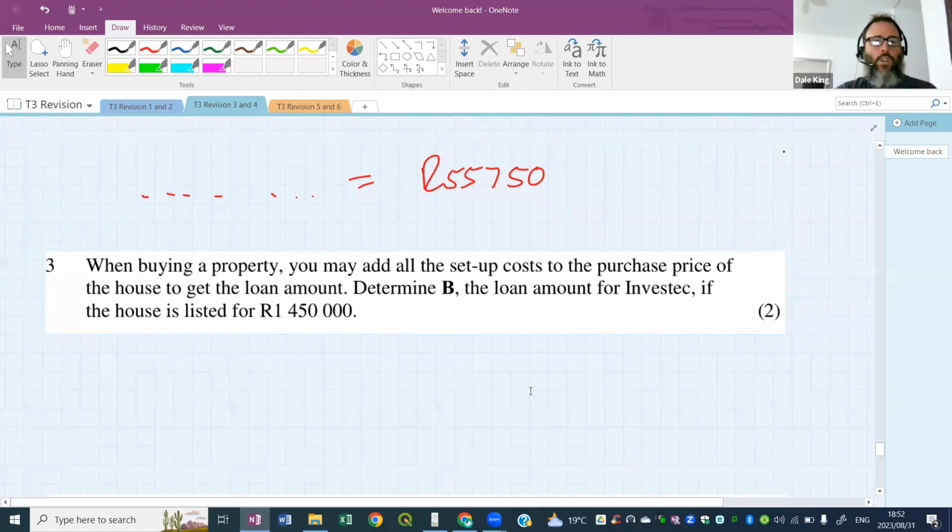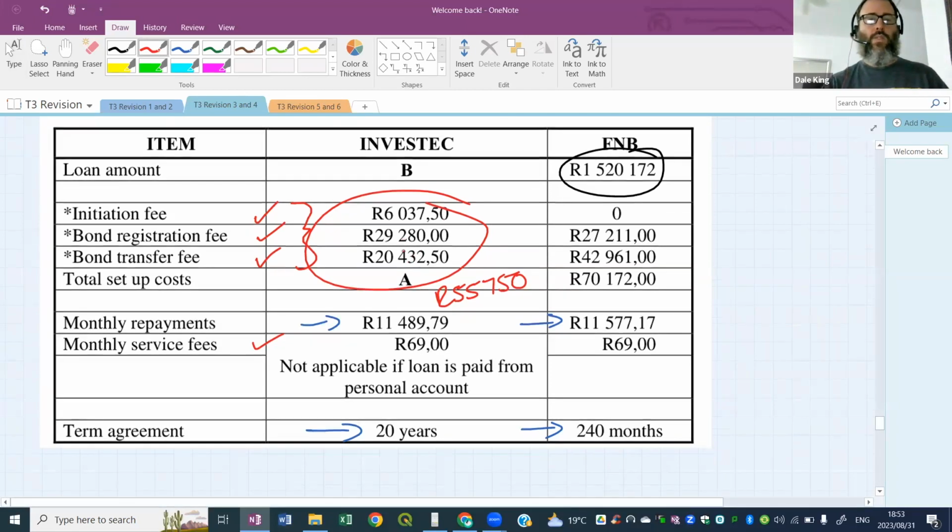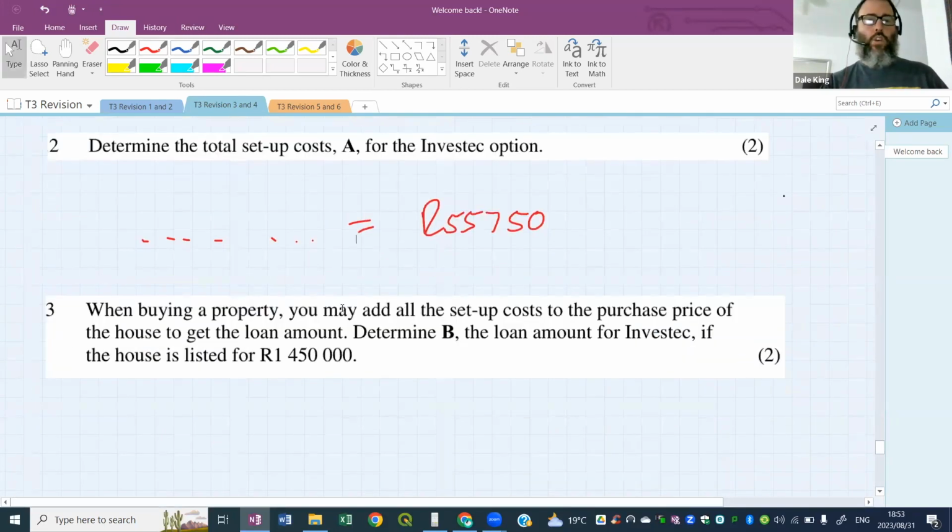Number 3: when buying a property, you may add all the setup costs to the purchase price of the house to get the loan. Determine B, the loan amount for Investec if the house is listed for 1,450,000. What is B? Let's read it again. When buying a property, you add up all the setup costs, which we saw was 55,750, to the purchase price of the house.